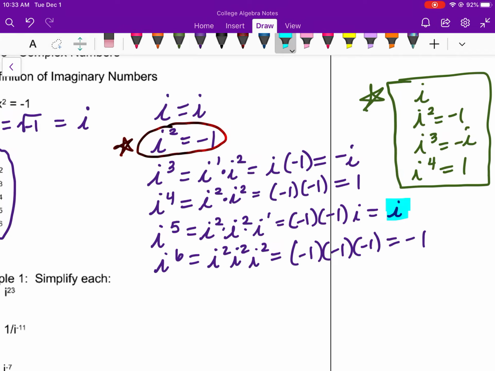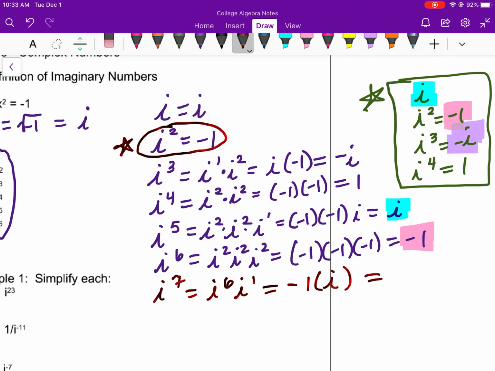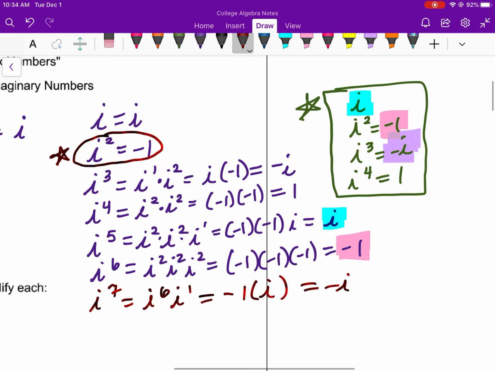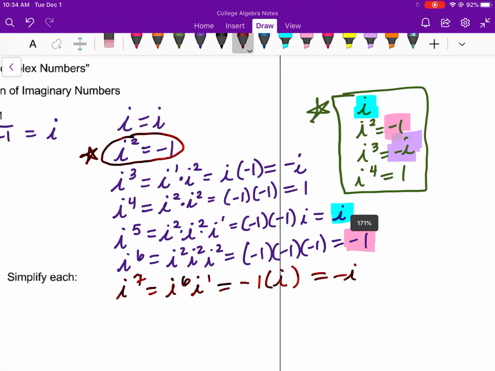So I notice that this is i, and then this next one is -1, and so I'm starting to see the pattern repeat. If I did i to the seventh, I should get -i back, because I'm following along right here. For i to the seventh, I could do i to the sixth and i, or I could do i squared and i. Just get a combination that adds to 7. i to the sixth is -1, and then I multiply by another i, and I get -i. So just remember that it repeats every 4 terms.